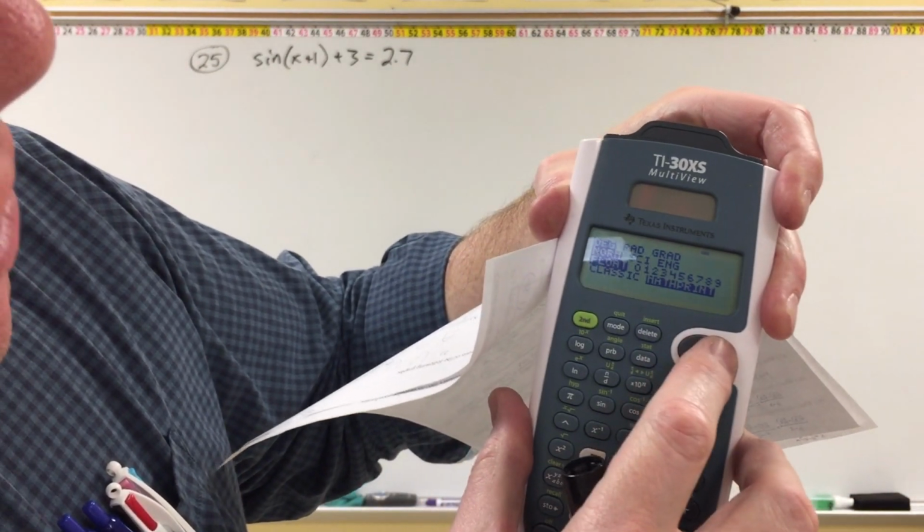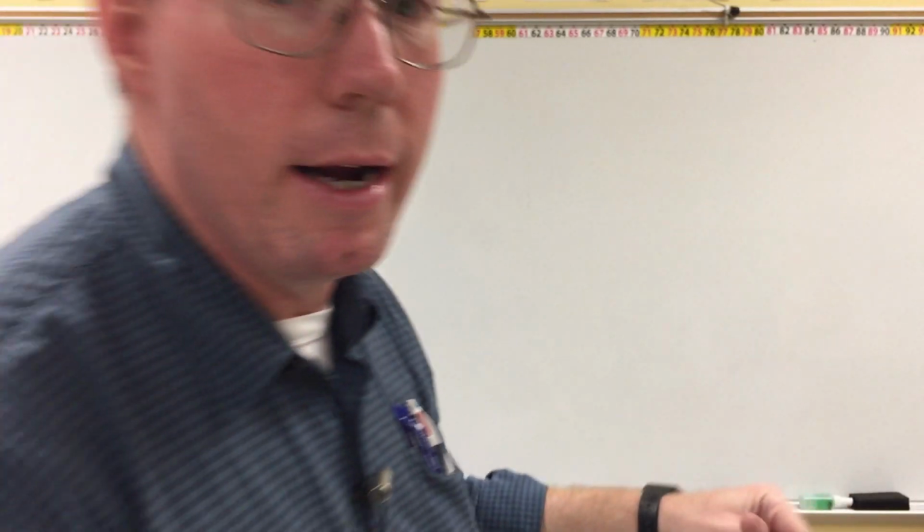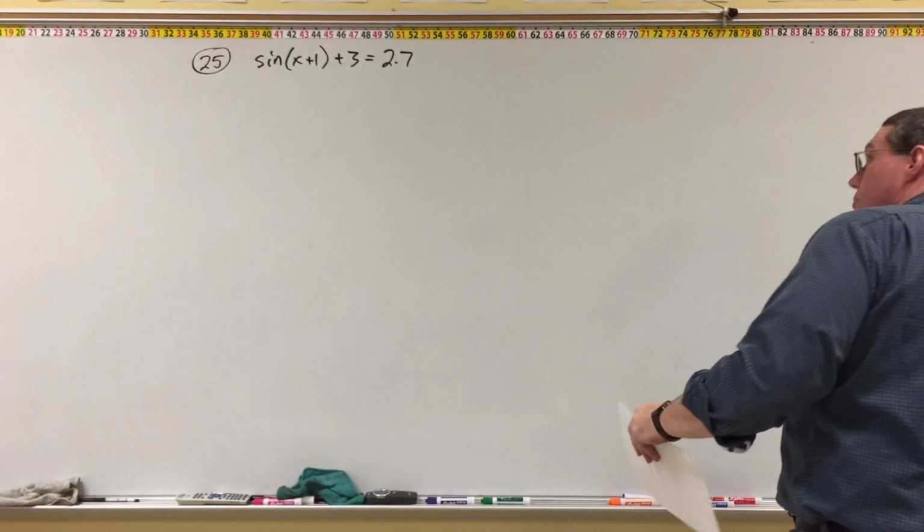If you have one of these calculators, you have to go to mode, and go down at the very top. You got to move over to rad and hit enter, and then hit second quit, and then you're in radian mode. So you got to make sure your calculator's in radian mode.